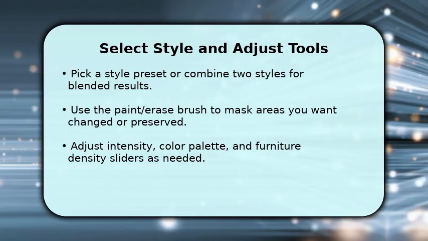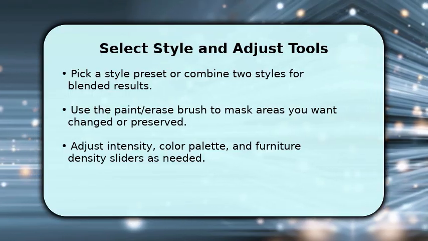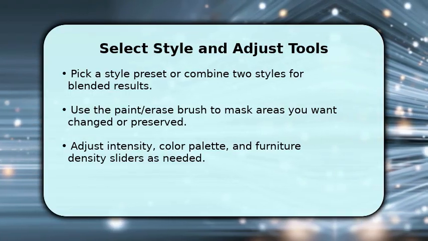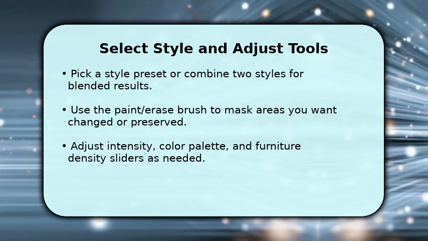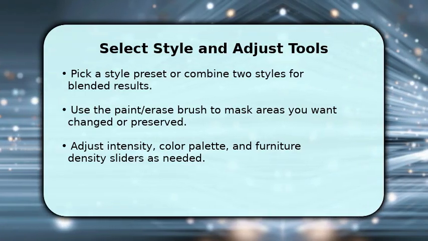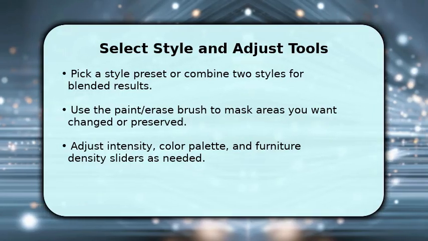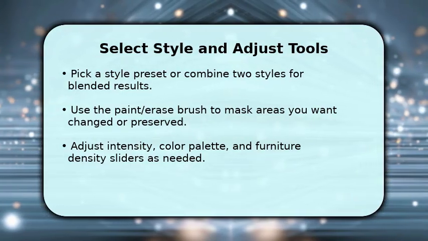Once selected, use the mask brush to mark surfaces to change or protect. This ensures the AI edits only walls, floors, or specific items. Then tweak intensity and furniture density sliders to control subtlety versus overhaul. If you want specific pieces, add keywords for materials or items to refine the output.